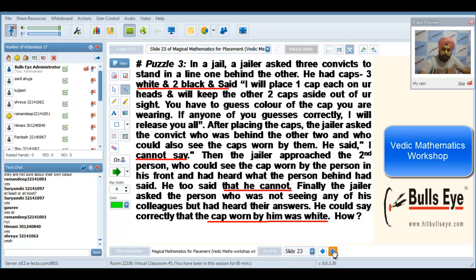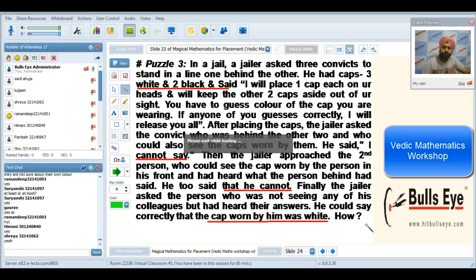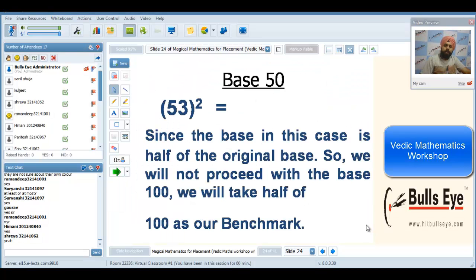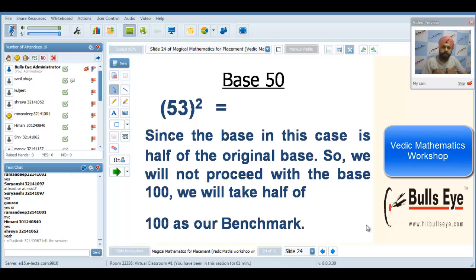So we analyze that. Now moving on. How do we square a number which is not close to 100, say the number like 53? Now since in this case the number is half of 100, taking 100 as a base will make calculations very complex. So we will take half of 100, that is 50, as our benchmark.